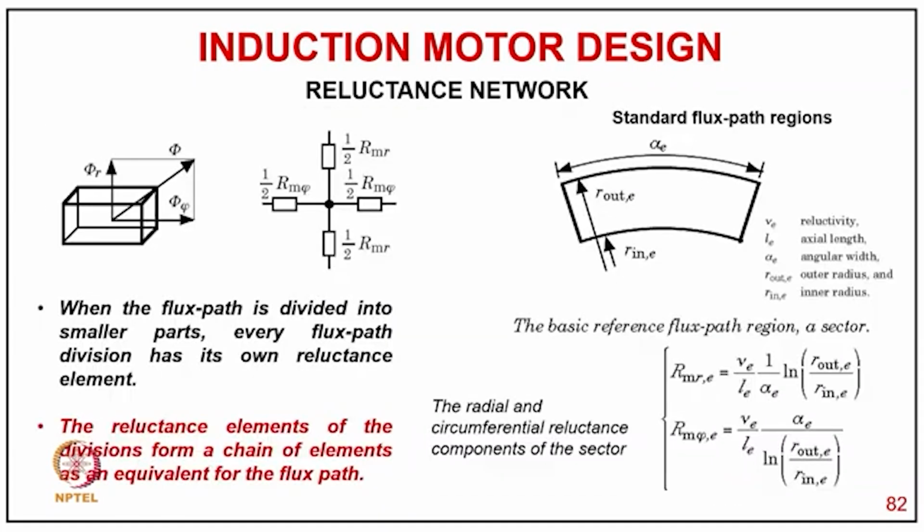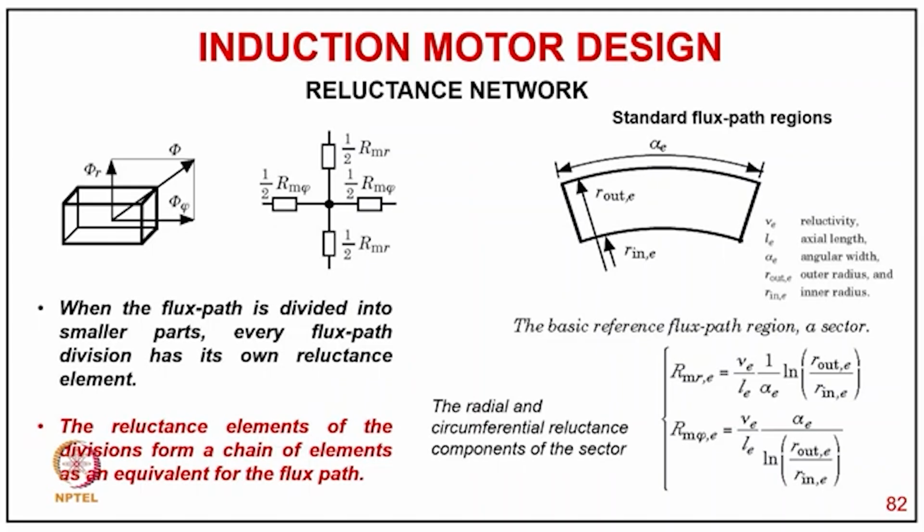So that's about how it goes to calculation. This is a little bit of a mix of the lump parameter and the distributed approach. When the flux path is divided into smaller parts, each flux region has its own reluctance. So the reluctance elements of the regions form a chain of elements as the equivalent flux path. And here you can see the reference flux path, of course, the typical standard flux path.